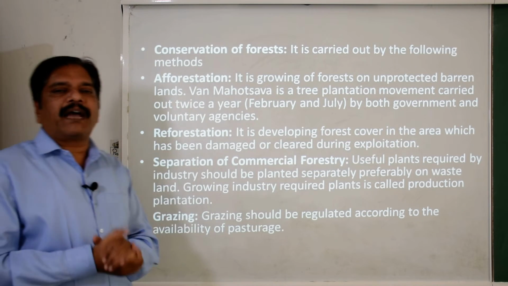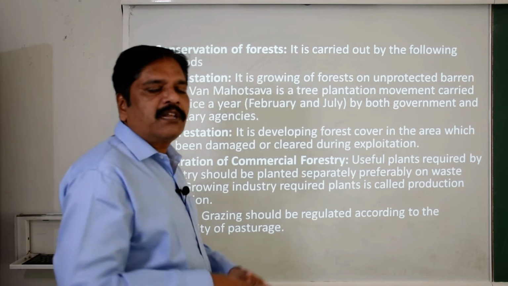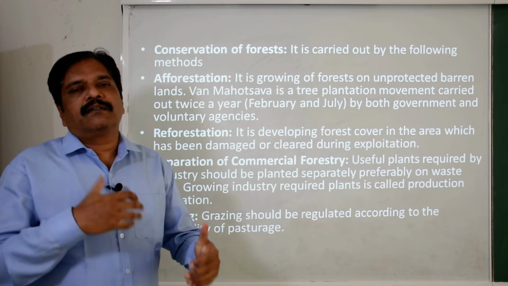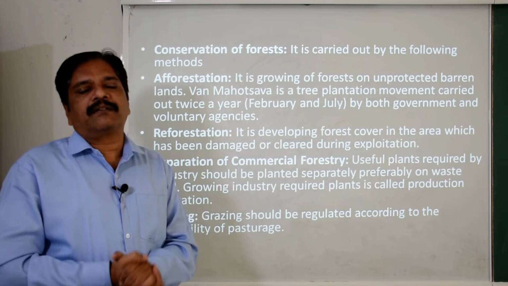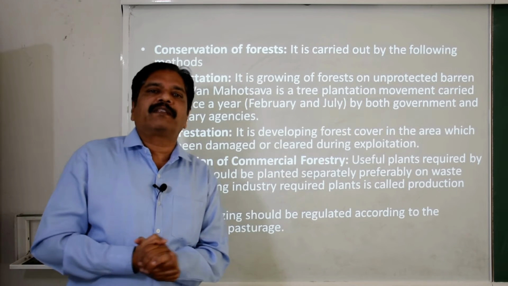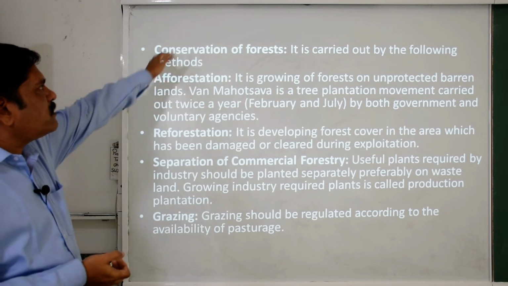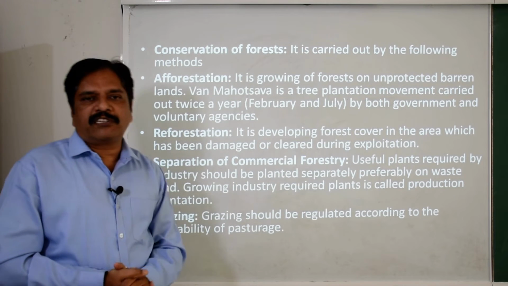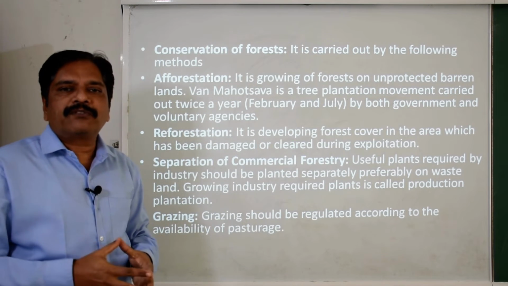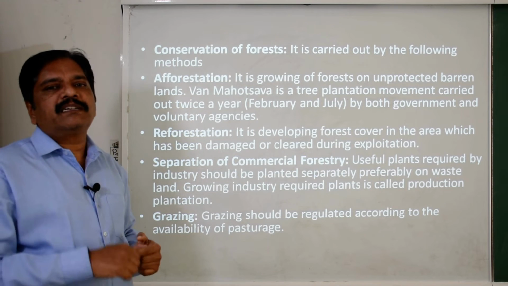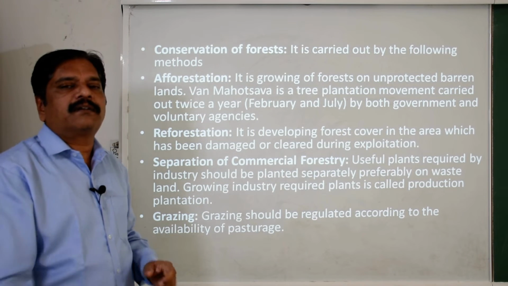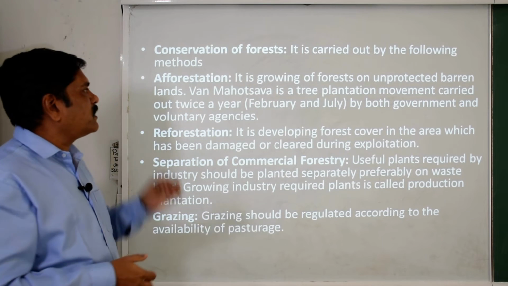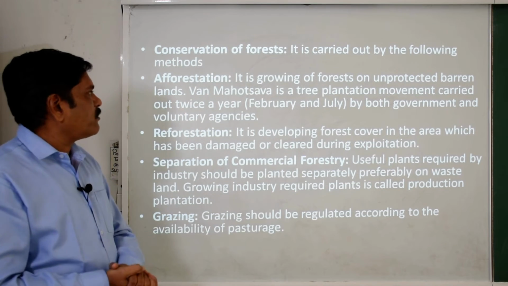If you want to manage proper forest wealth, then all these four stakeholders should know their responsibility and fulfill it properly. Clear? Now here we are going to discuss the conservation of the forest. So first of all, there is afforestation. Afforestation means proper planting, growing, protecting the growth, and management of the plants. That is called afforestation.